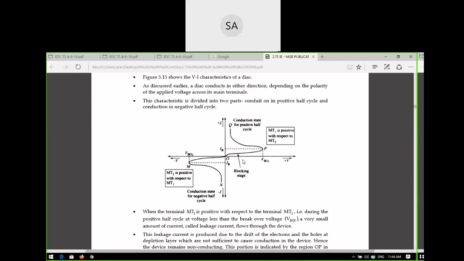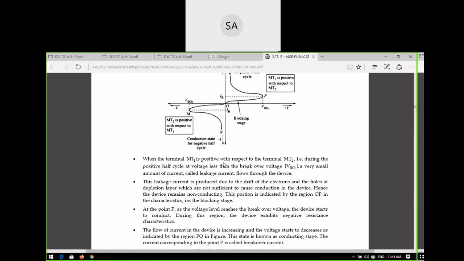After turn on, you will get some current. You can call it the base current IB, but there you can call it the latching current. If you increase the current greater than the latching current, it will go into forward conduction mode. Here IB is the base current. If you increase that base current more, then it will start conducting.